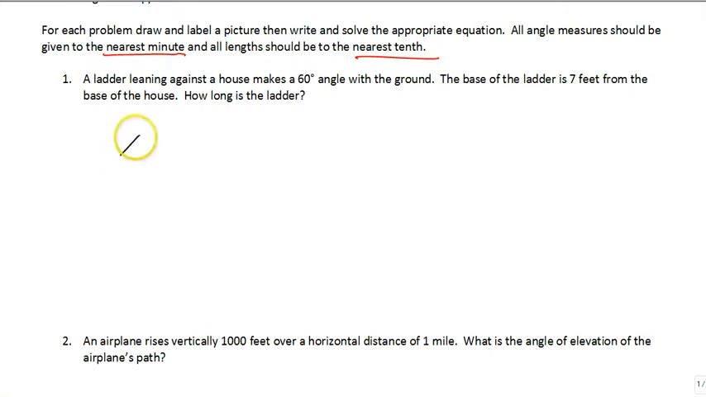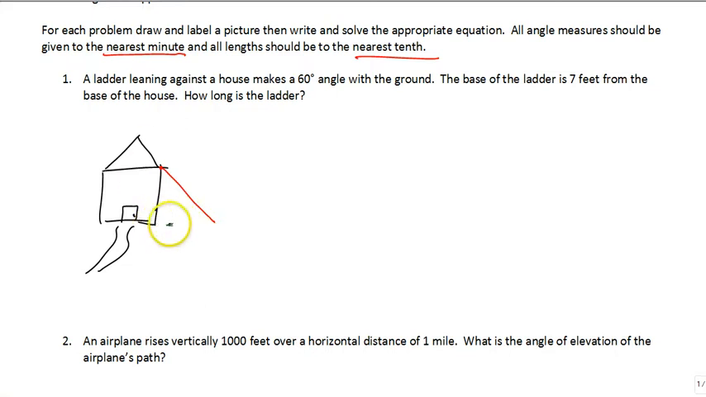So we have a ladder leaning against a house. Here's my house, and you can have fun with this and draw things on your paper. And here's the ladder, the red line, touching here. And this is the grass it's on. It says a ladder leaning against a house makes a 60-degree angle with the ground. So 60 degrees. The base of the ladder is 7 feet from the base of the house. Base means bottom, so the distance between the base of the ladder and the base of the house is 7 feet.